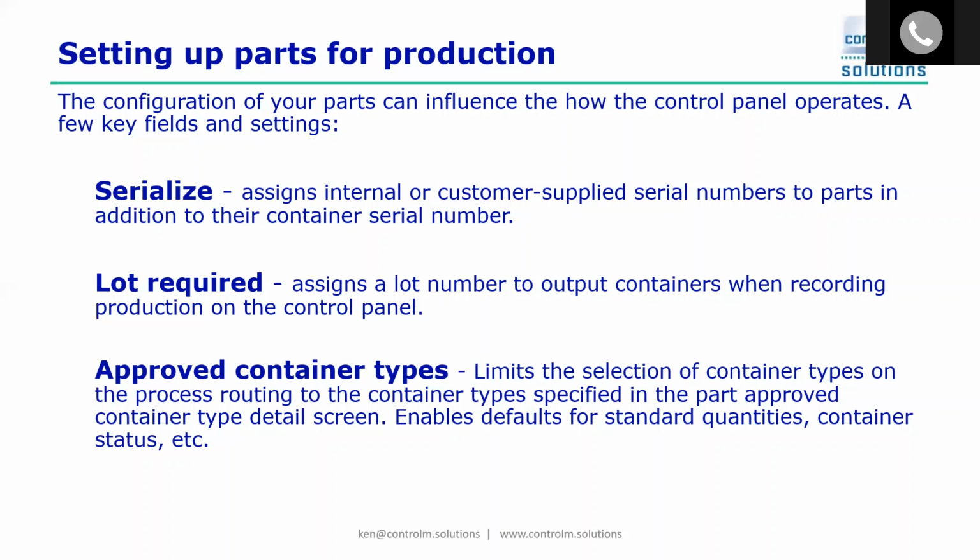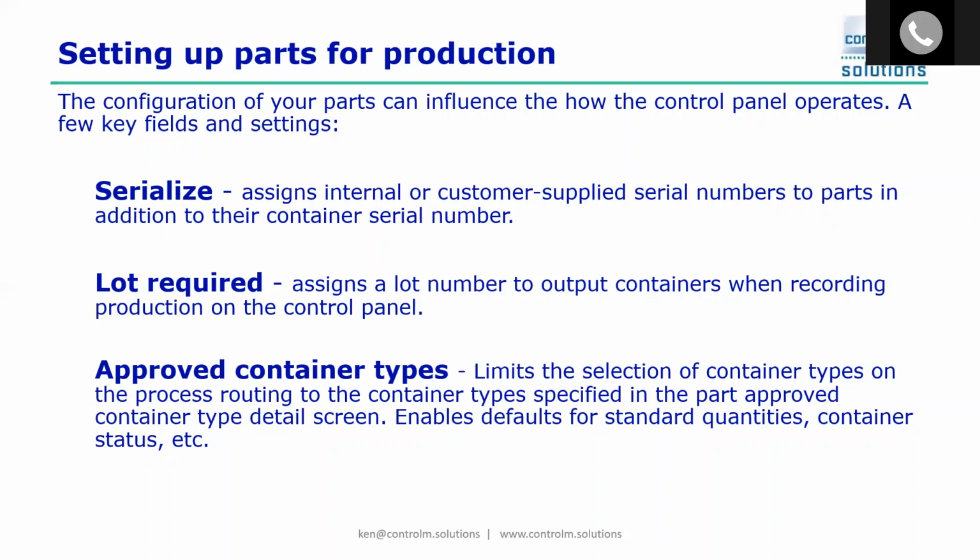Another is approved container types, setting up parts for production. On the approved container type or container type screen, we can default standard quantities and container statuses when we associate that with the part in the process routing. And so when we're on the control panel, we can default statuses, default quantities.